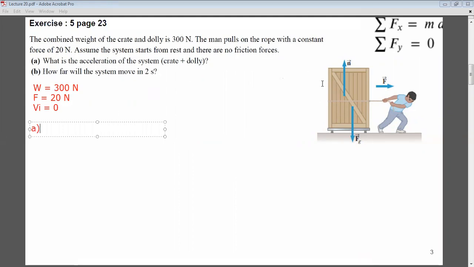This is a problem where we cannot solve it using the previous kinematic equations, delta x equals v initial delta t plus half a delta t squared, because we don't have any information about the final, delta x, delta t, nothing. So in order to find the acceleration, I have only one way, which is to solve summation of Fx equals ma. Before I start solving the problem, the first thing is we draw the free body diagram.